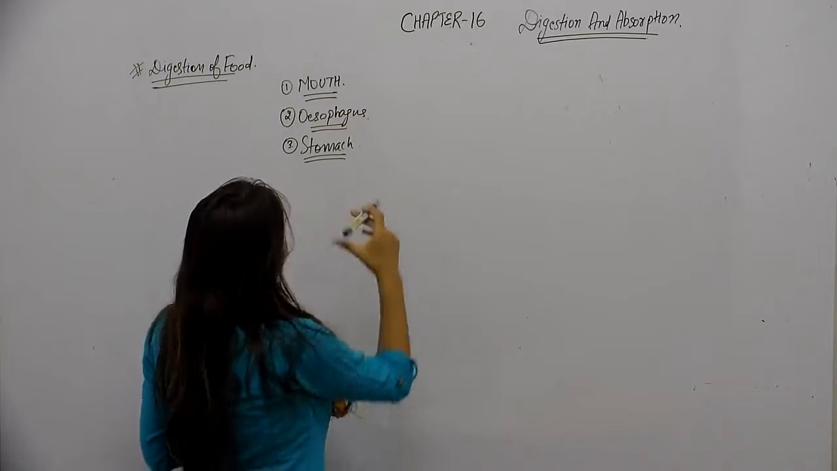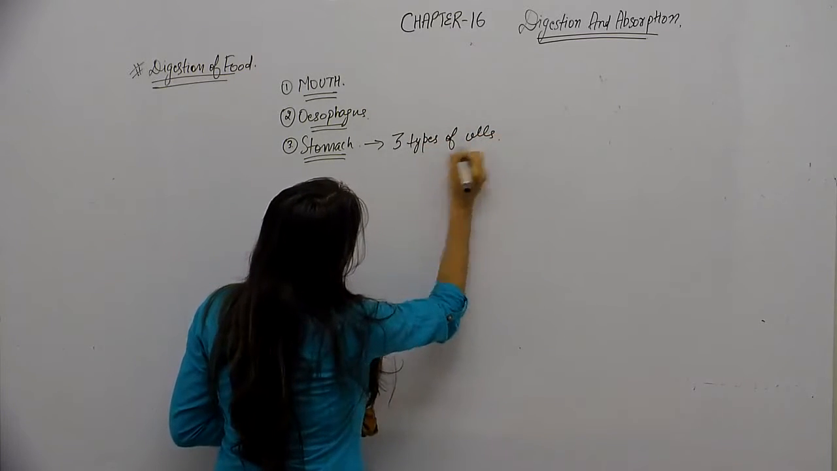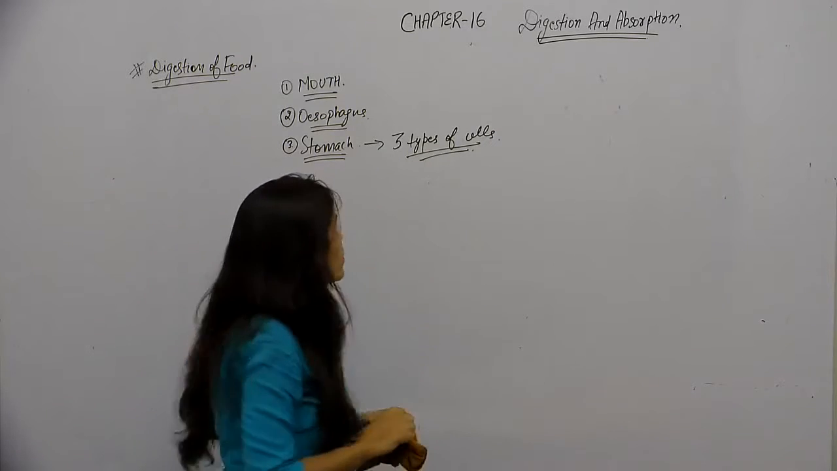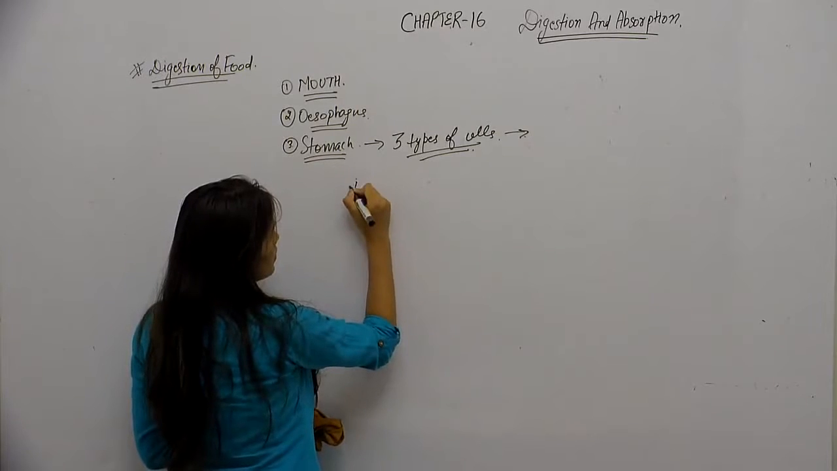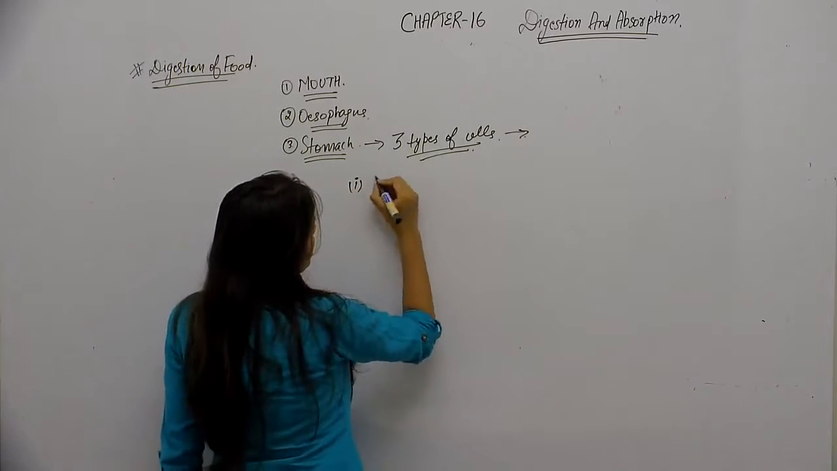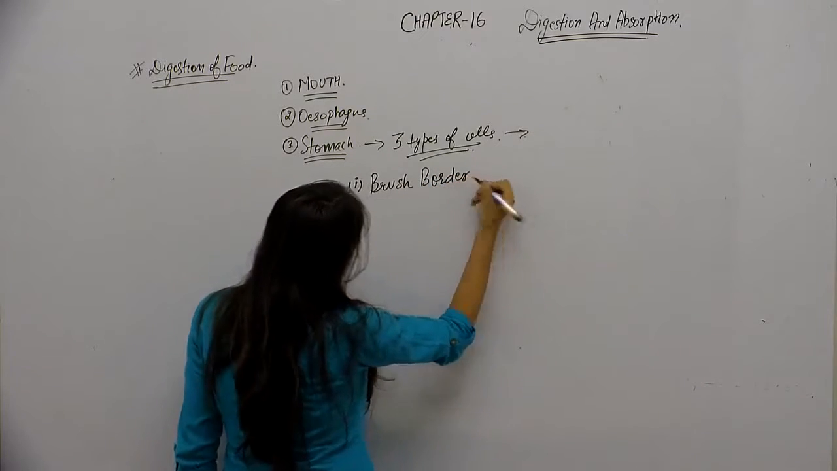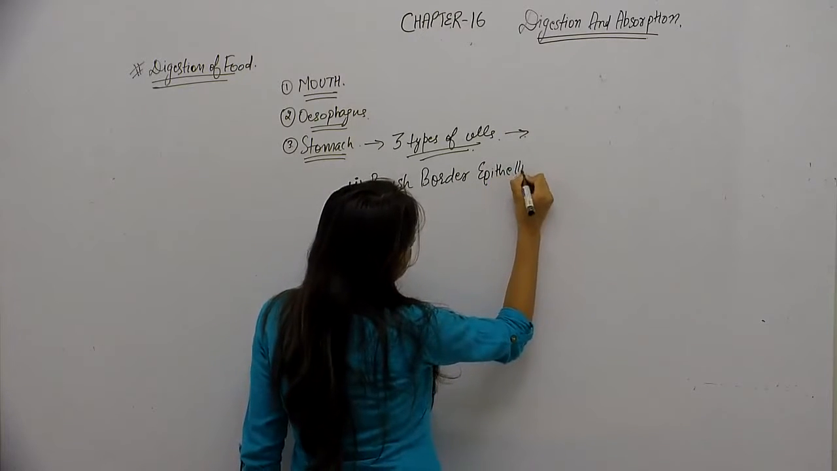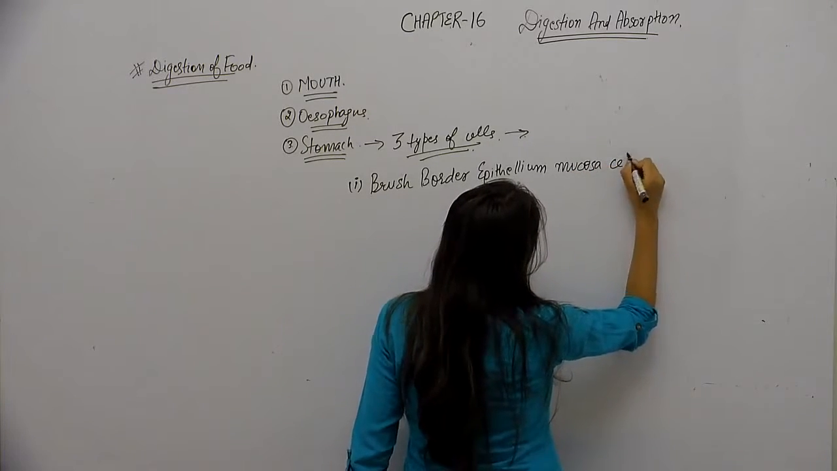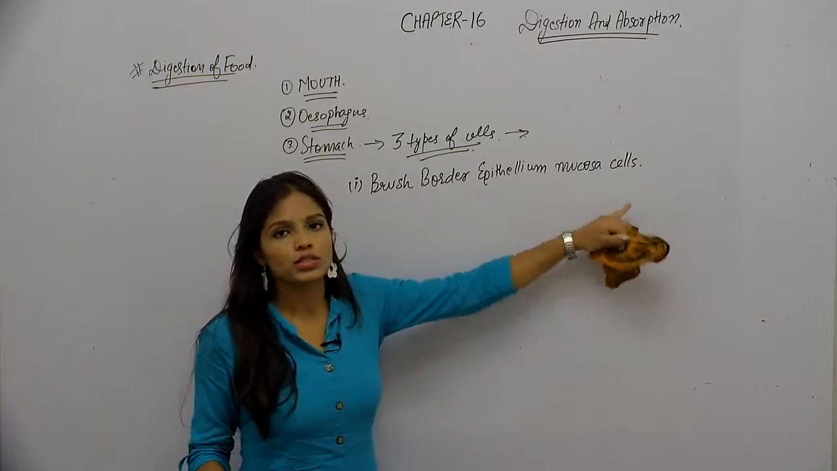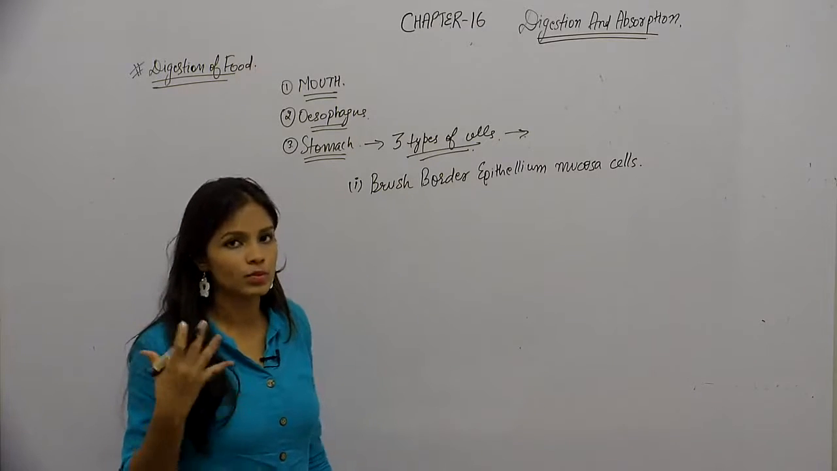In the stomach, there are three types of cells. The first one is brush border epithelium, mucosa cells. That is because these cells have a brush border kind of appearance, and the main function of these cells is to secrete mucus in the stomach.